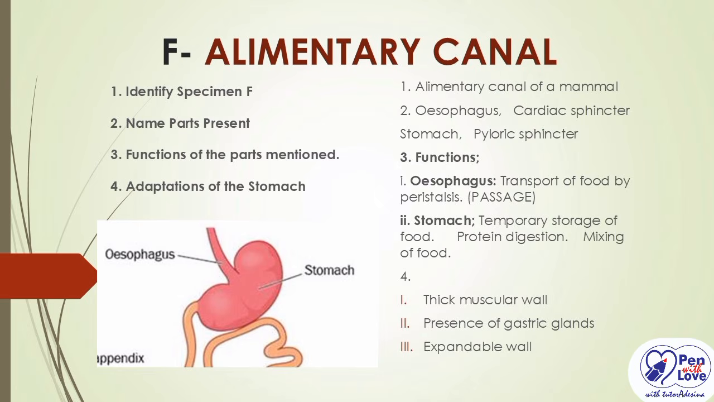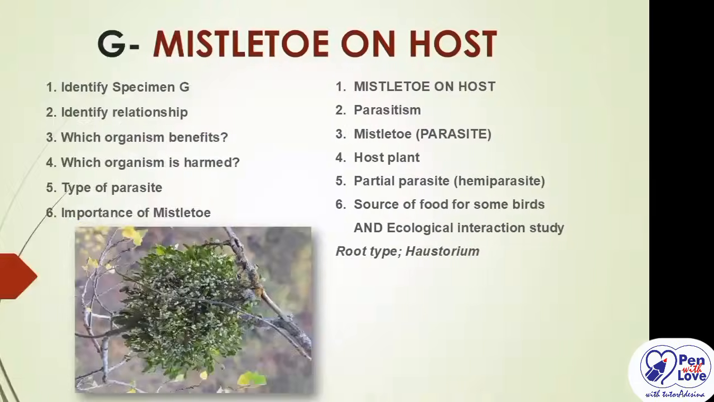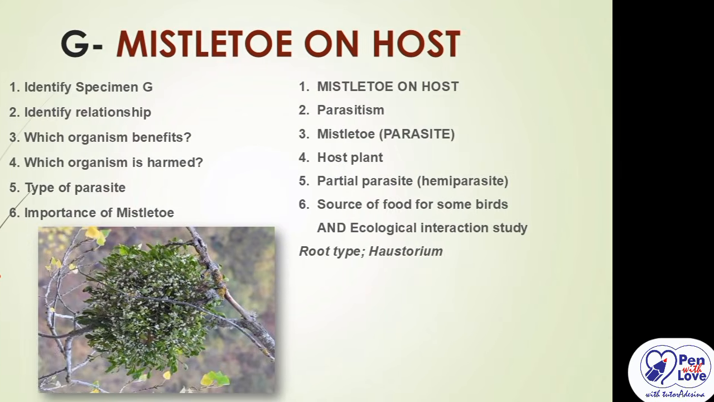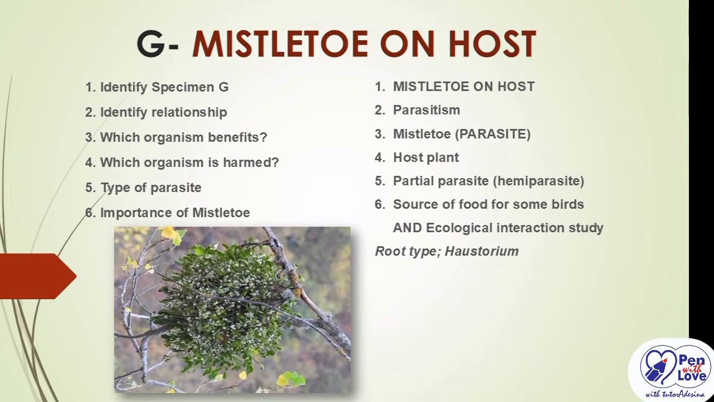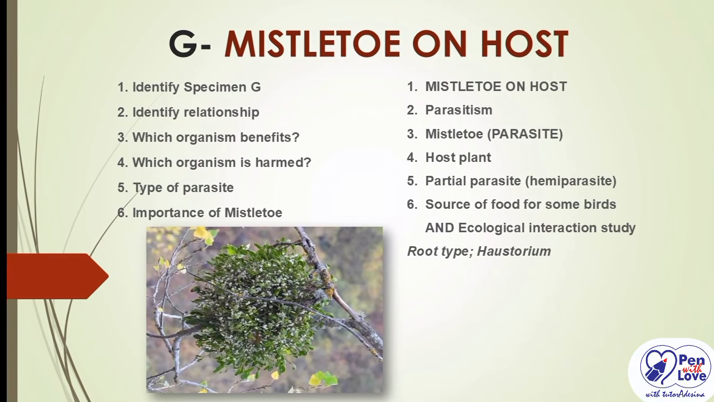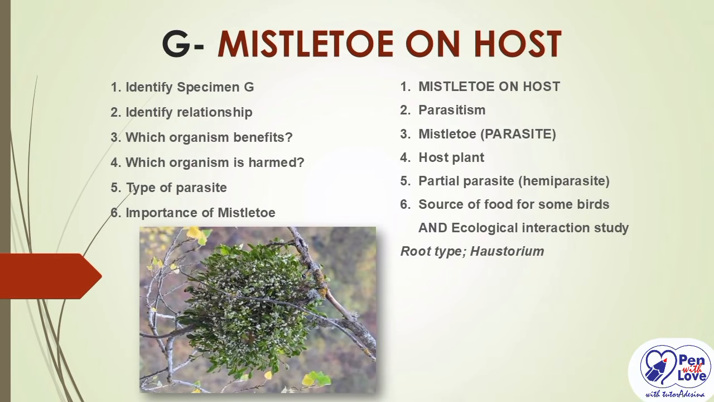So let's move to the next one. Mistletoe and host. A plant branch with a parasite plant. A host plant with a parasite plant, and that parasite is called mistletoe. So that is specimen G. Let's look at the relationship.